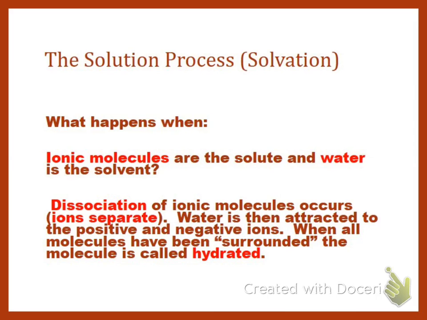The solution process, continuing on talking about that, we want to talk about first how ionic molecules and water interact and dissolve. The first thing we need to remember or understand is that whenever ions dissolve in water, they do something called dissociate, or what they mean is ions separate. Sometimes we call that ionize. And the water is then attracted to the positive and negative ions, and then basically they surround them.